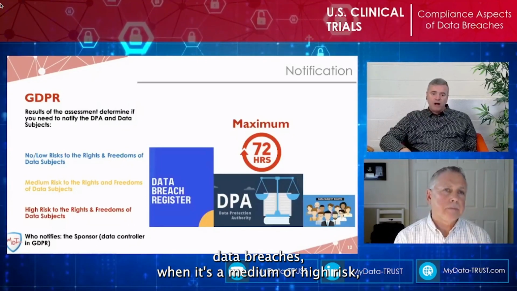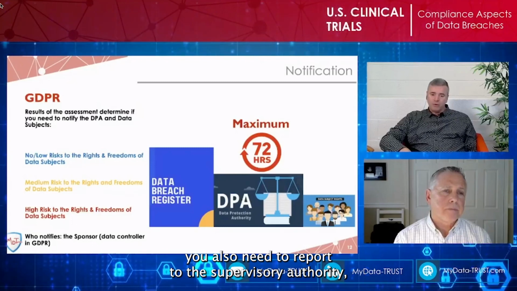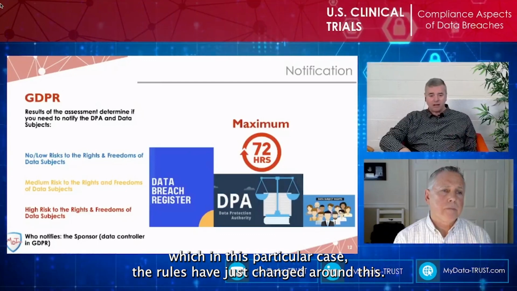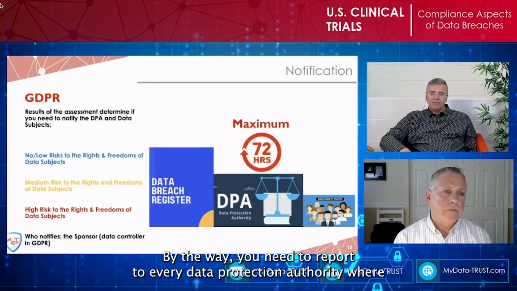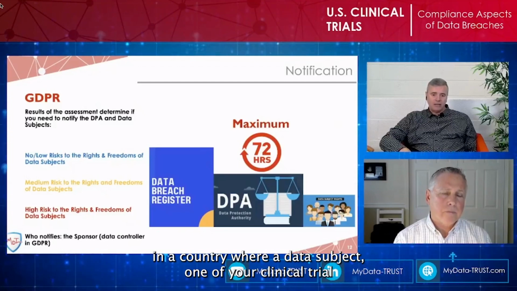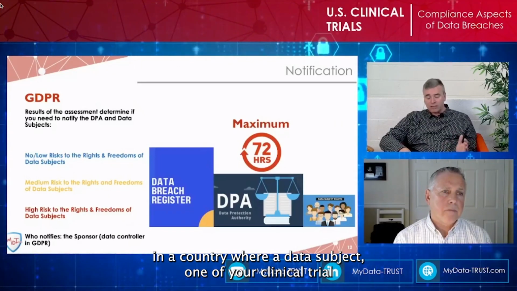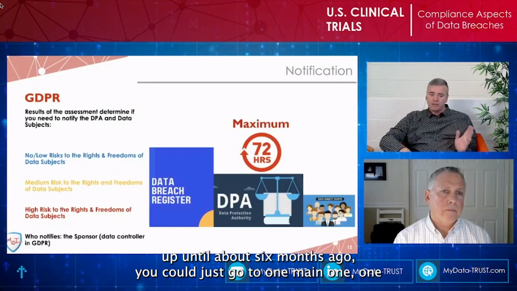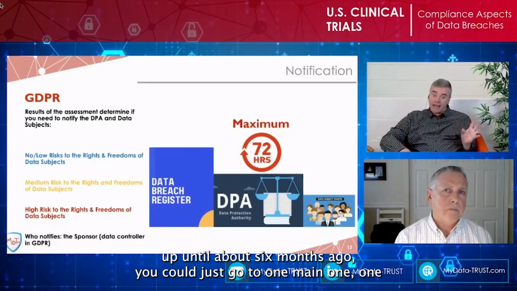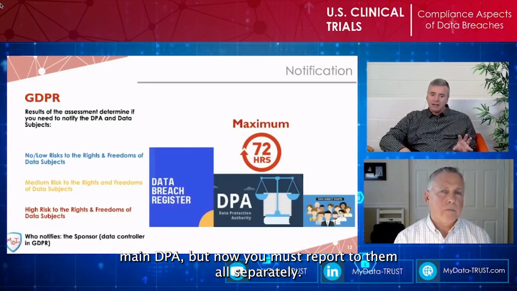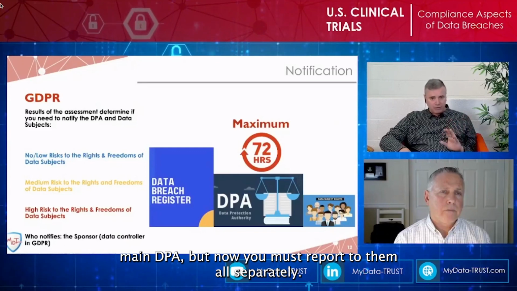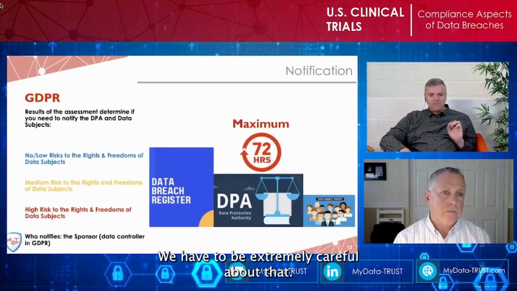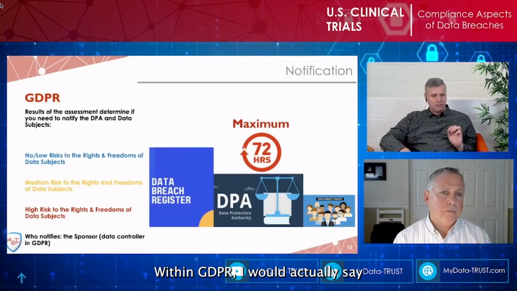When it's a medium or high risk, you also need to report to the supervisory authority, which in this particular case, the rules have just changed around this, by the way. You need to report to every data protection authority in a country where a data subject, one of your clinical trial participants, has been affected. In the past, up until about 6 months ago, you could just go to one main DPA, but now you must report to them all separately. And that number, 72 hours maximum, you have to be extremely careful about that within GDPR.